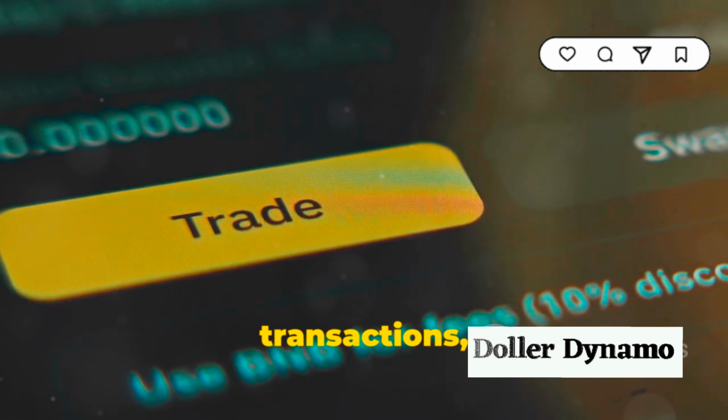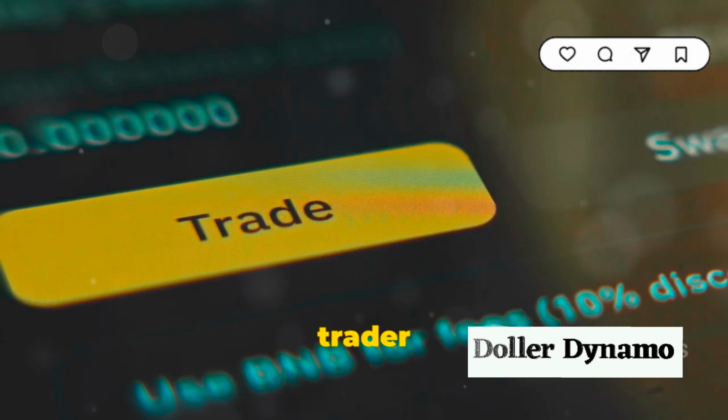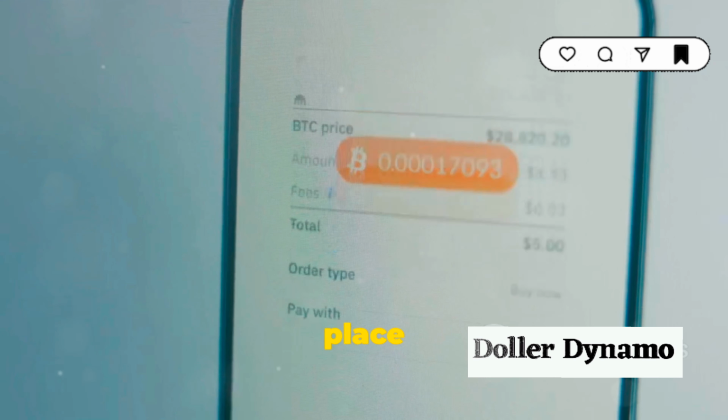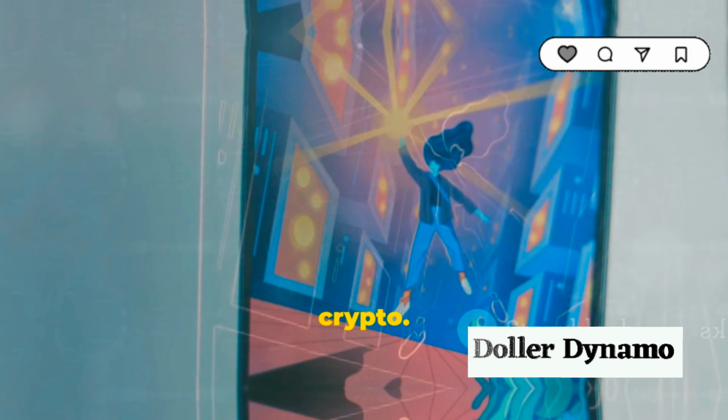If you prefer in-person transactions, find a trusted OTC trader or crypto buyer. Always meet in a safe place and confirm payment before transferring crypto.